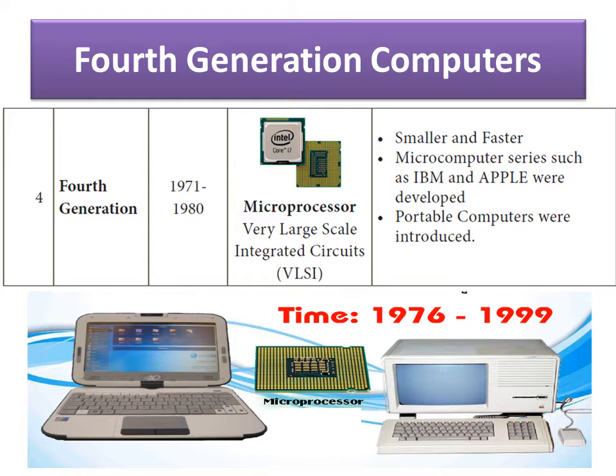The computers were smaller, faster, and the microcomputers of the series IBM and Apple were developed. Portable computers were introduced. Computers which were bulky, occupying a whole building, changed to small computers which could be carried around. So that was the fourth generation, and the year was from 1971 to 1980. You can see, children, the fourth generation computers like IBM and Apple were developed.